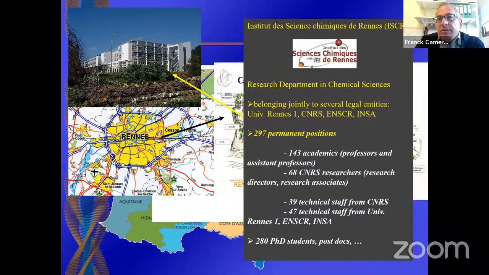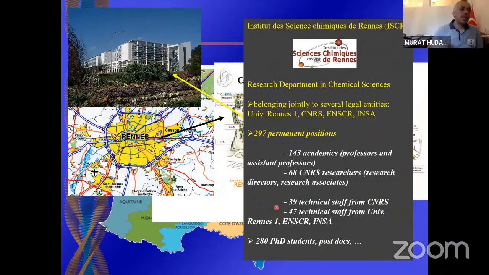So this institute belongs to several legal entities: the University of Rennes 1, the CNRS, the INSCR, and the INSA. We currently have almost 300 permanent researchers, so with professors, assistant professors, and technical staff. And we also have almost 280 PhD students and postdocs. So we are quite a big institute.